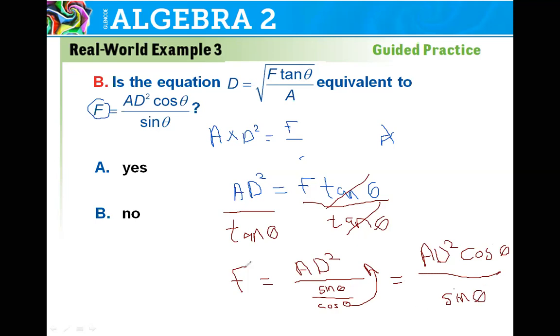So is it yes or no? Yes, this answer will be yes, because we start from the first and we reach the second expression. Also, you can start from the second expression and reach the first. There is no problem. It's up to you. This is the answer.